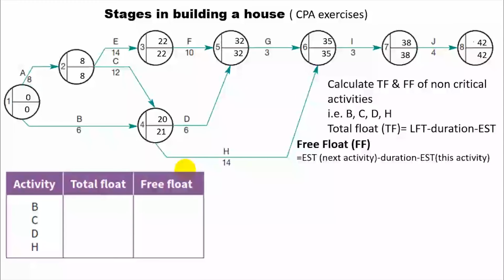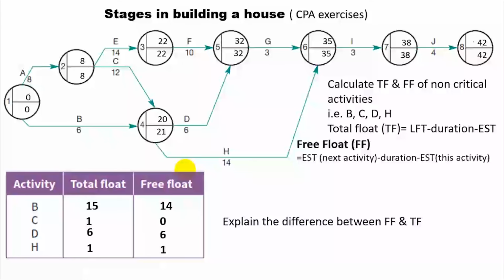Okay, the formula of total float is TF equal to LFT minus duration minus EST. So let's calculate. For B, total float is 15, free float is 14. C total float is 1, free float is 0. D total float 6, free float 6. Activity H total float 1, free float 1. So don't forget the difference between FF and TF.